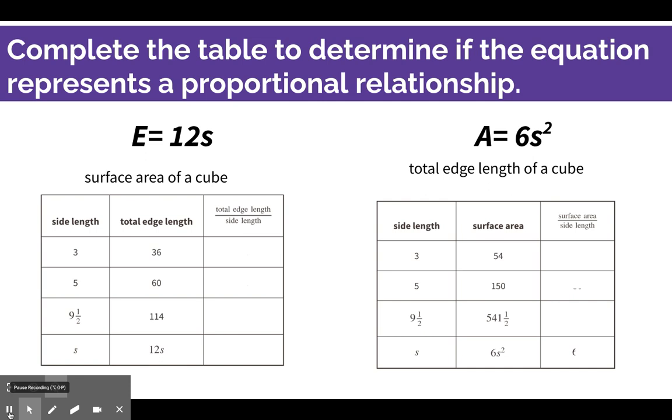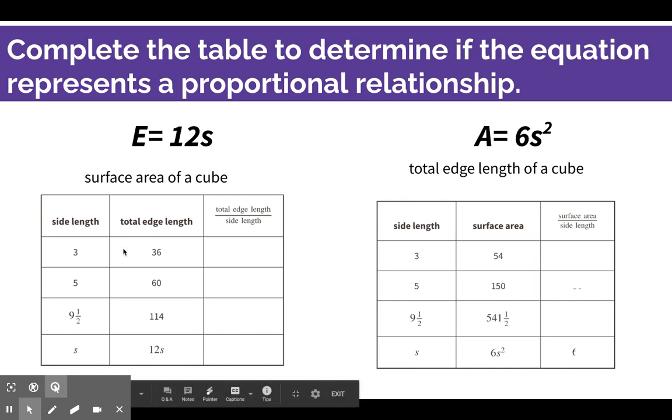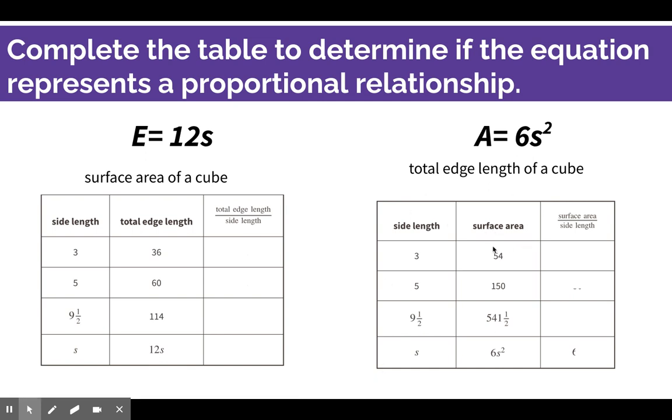I have A equals 6s squared, and this is the equation for the total edge length of a cube. So let's go ahead and copy down this table, and we want to fill out the third column. So we're going to do the surface area, again, which is our second column, divided by our first column. So for the first one, we're going to do 54 divided by 3.